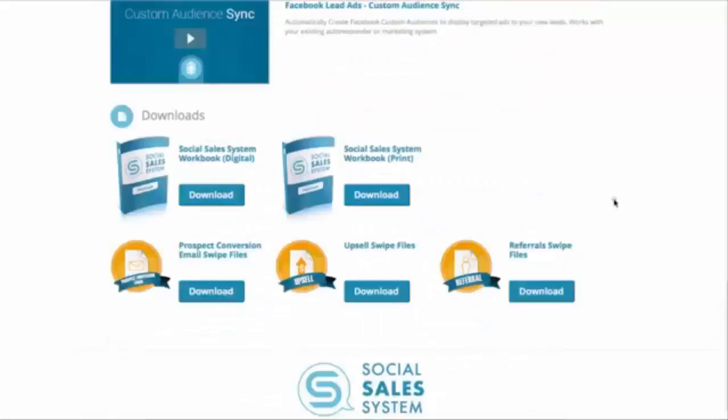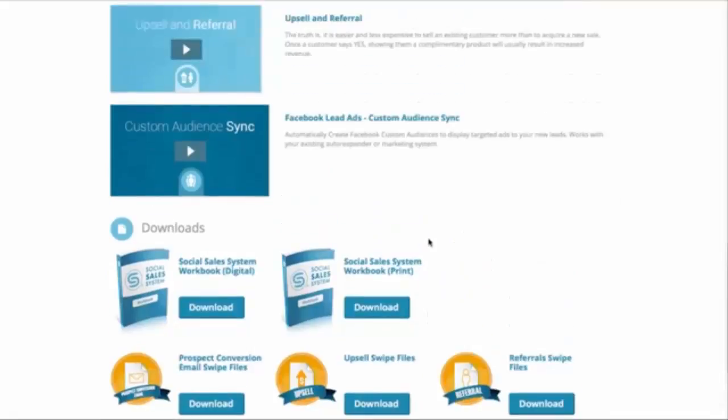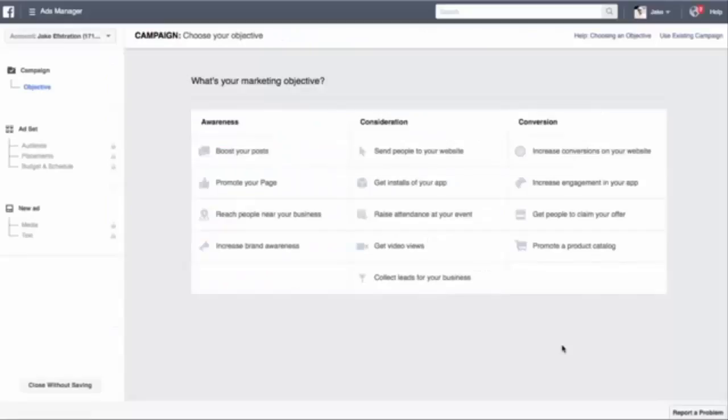Okay, so let's get over to the social sales system now, and we're going to hop back and forth between Facebook and the social sales system to sync everything up. Okay, so the first thing you're going to want to do is log into Facebook, go to the Ads Manager, and select Create a New Campaign. Okay, once you do that, you're going to see this screen here, and it's really important that we select the right option.